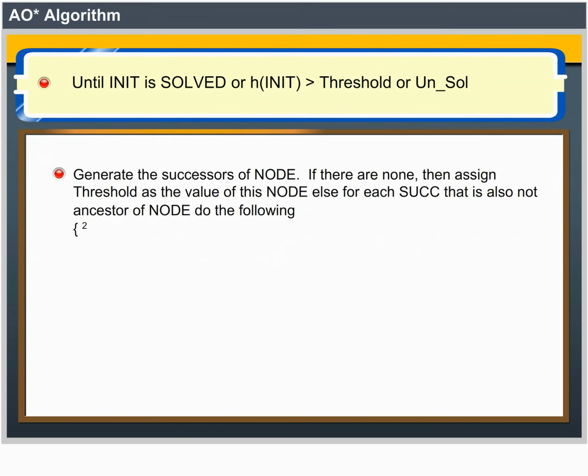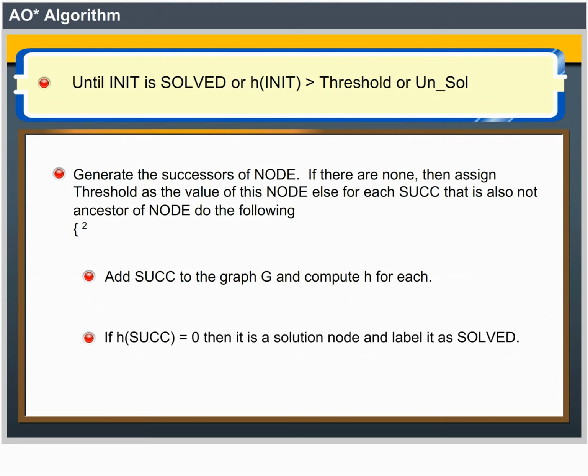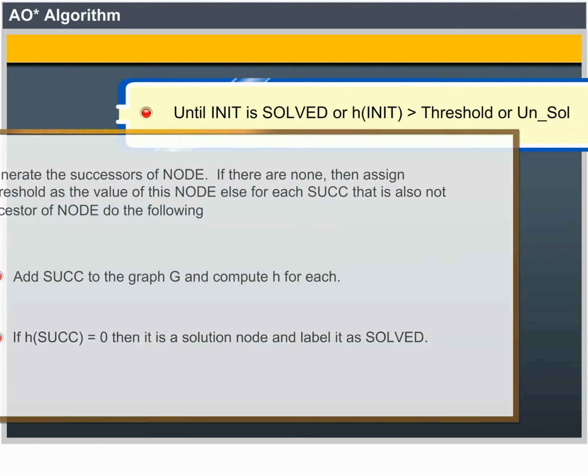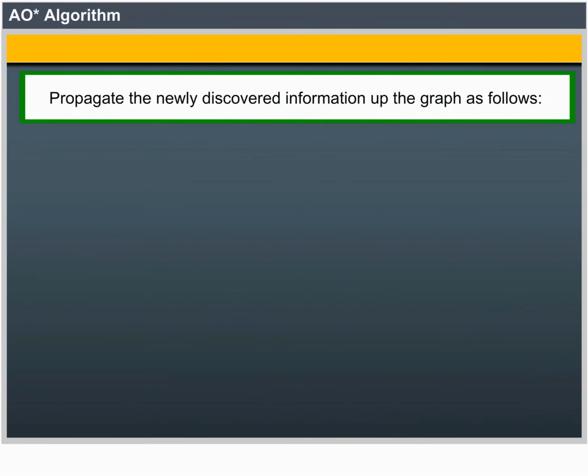Generate the successors of node. If there are none, then assign the threshold as the value of this node. Else, for each successor that is not an ancestor of node, do the following. Add the successor to the graph G and compute h for each. If h of the successor is equal to 0, then it is a solution node and label it as solved.